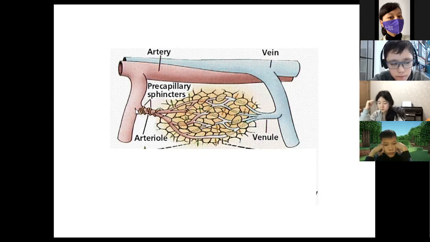From the artery, oxygenated blood comes to arteries and to arterioles, and it is given to the capillary. The capillary gives oxygen to the cells. Cells give back carbon dioxide, and the venule receives it and sends it to the vein. The vein sends it to the heart. Is it clear?